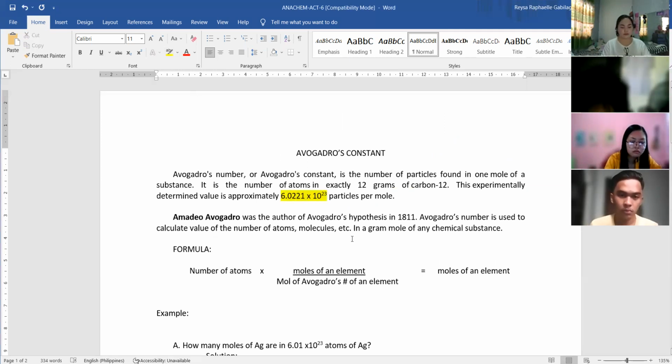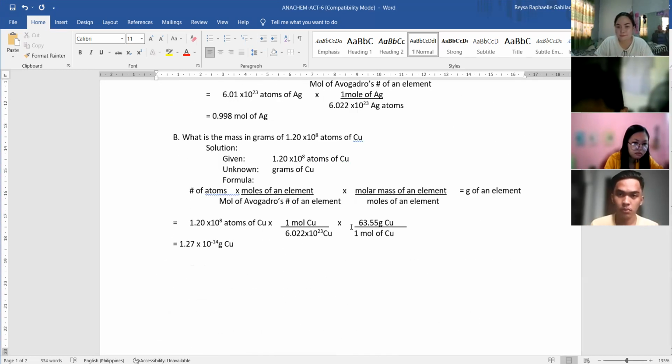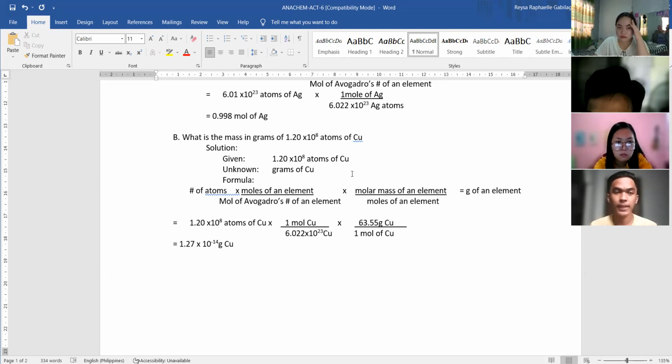This one, 6.0221 times 10 raised to the power of 23. Now, pwede din siya class na hanapin yung grams. Okay? Kasi 'di ba ang number of moles though, ito yung ating SI unit pero wala tayong anything that can measure the number of moles. So most of the time, we are getting the weight in grams. So pwede din yun. Pag alam natin yung number of atoms, we can also compute for the number of grams.